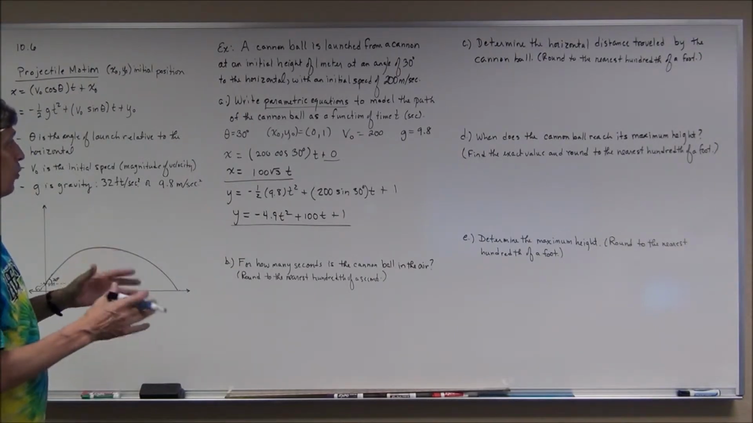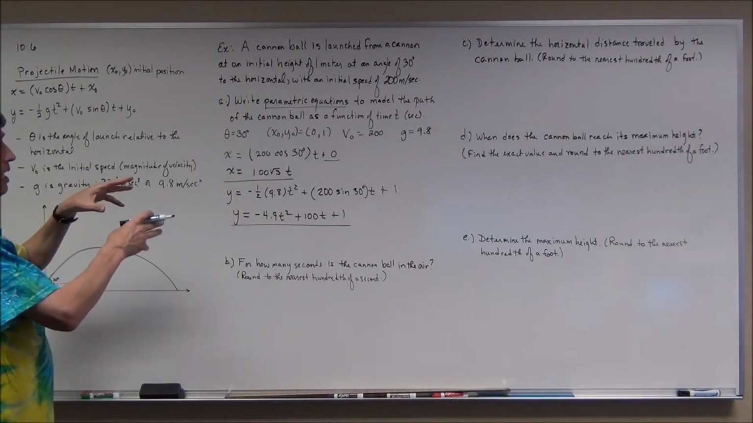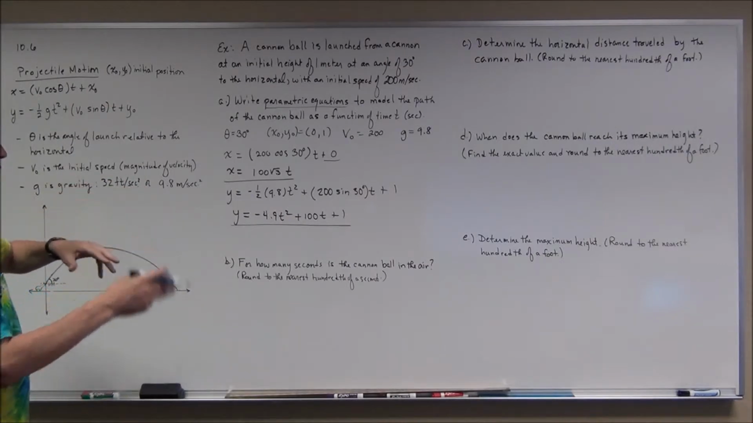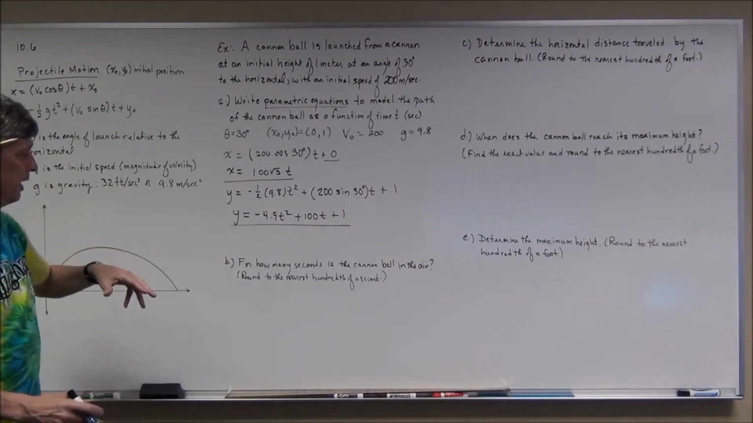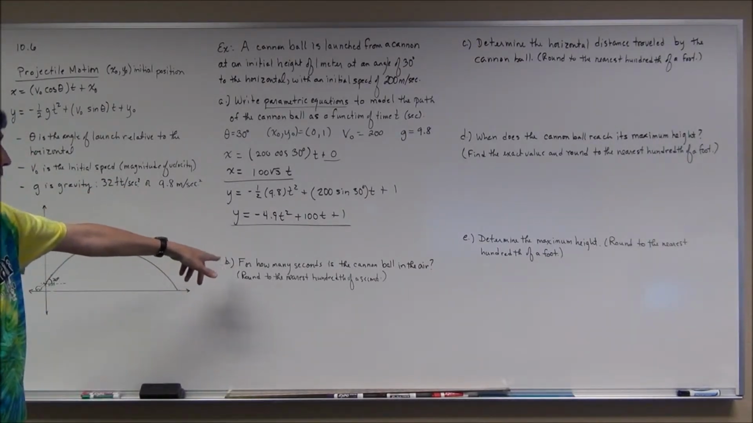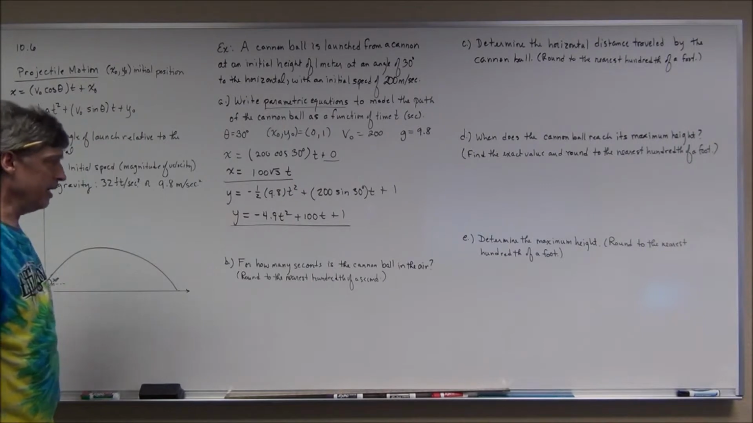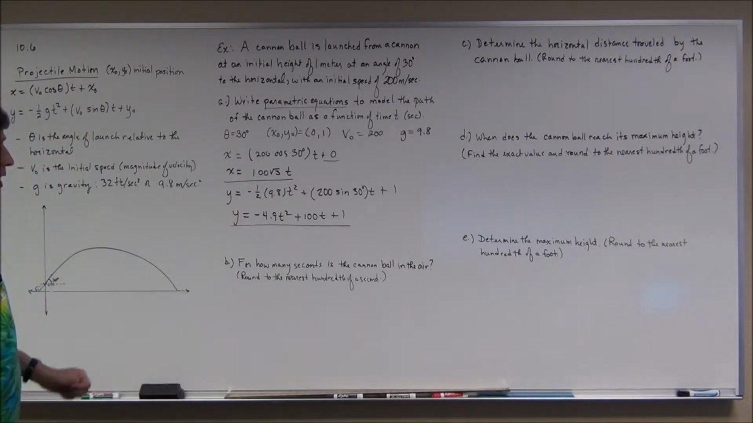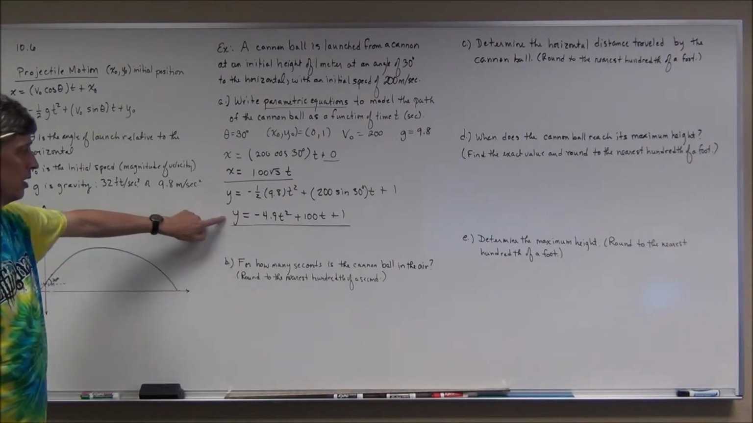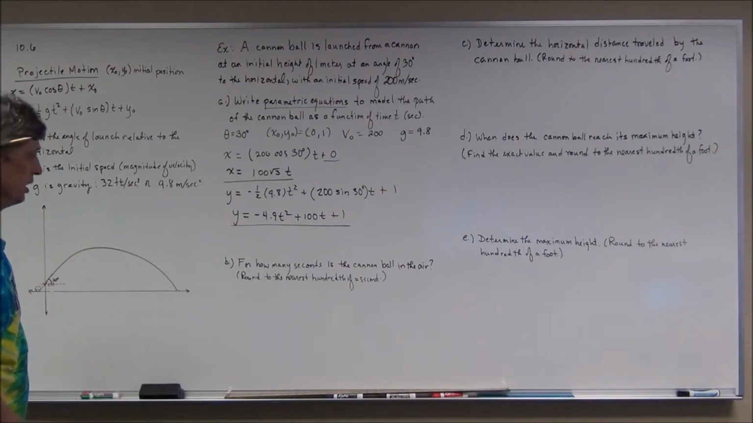Now we have some interesting questions. Once we have these parametric equations, there are other questions about this that we can answer. It says, for example, in part B, for how many seconds is the cannonball in the air? Well, the cannonball is in the air until y, the height, is 0.